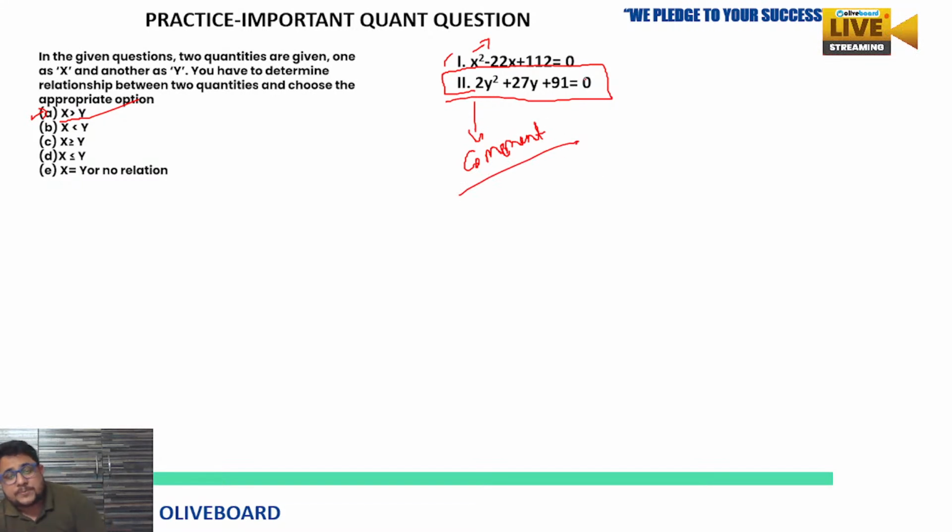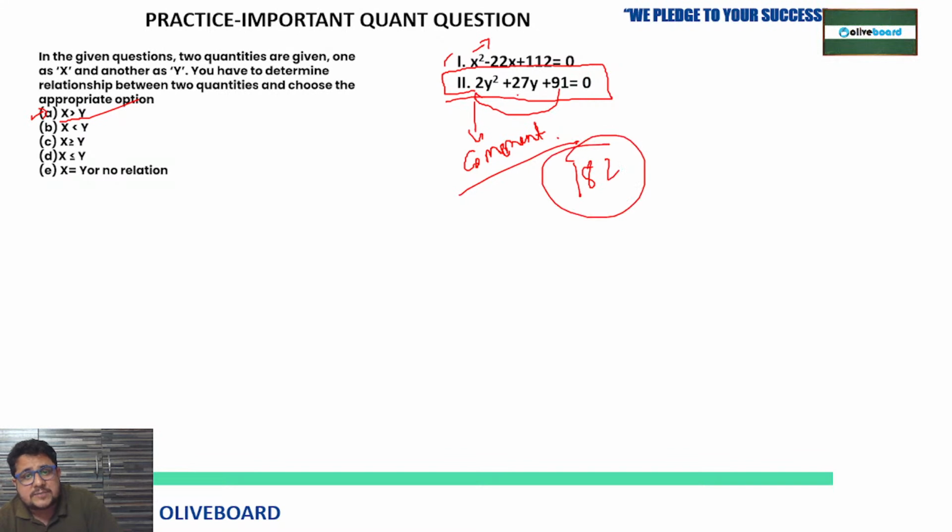See, 91 into 2, 182 it is going to be. So just break 27. By addition only you have to make that breakup. So what are the factors of this 27 which will satisfy the condition, and tell me the value of y then.